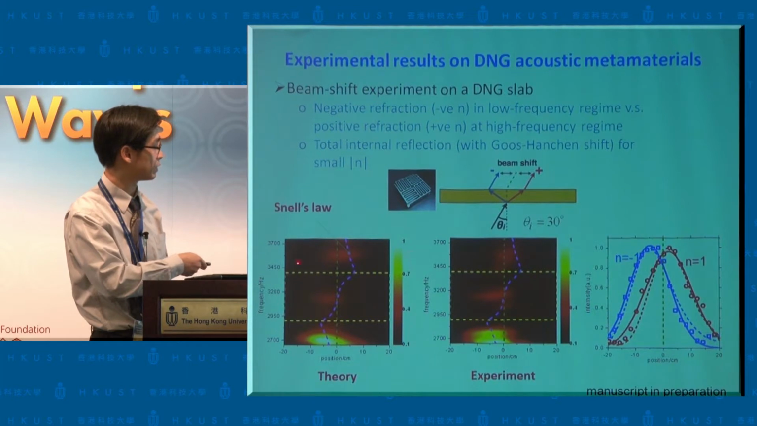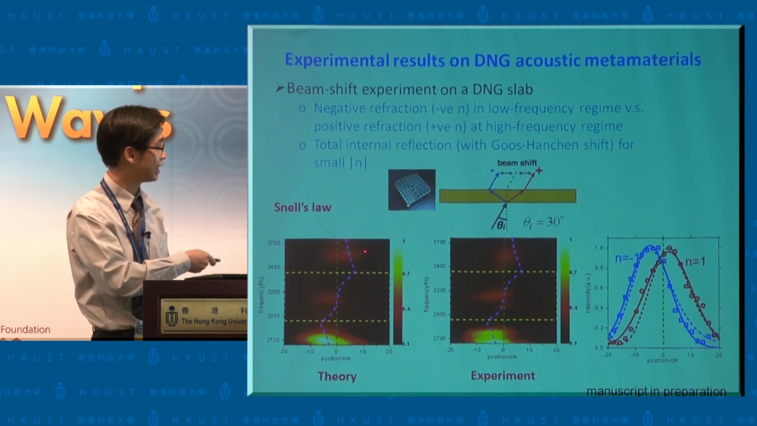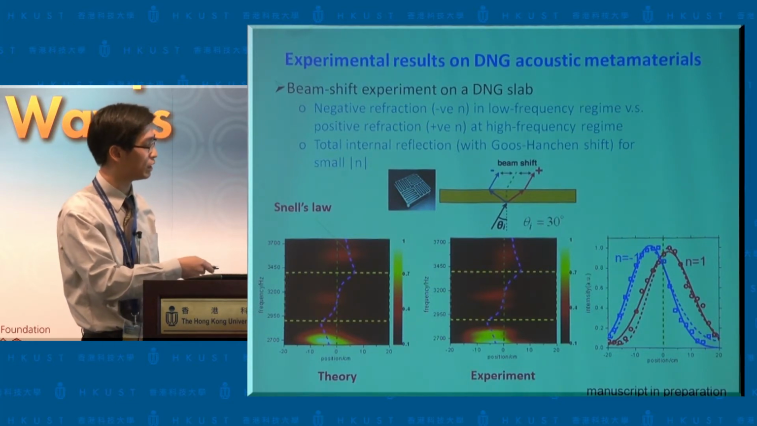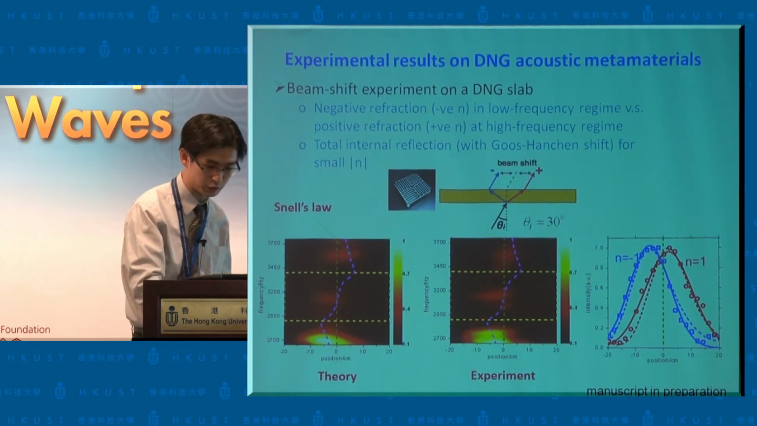So if we pick the two frequencies at n equals 1 and at n equals -1 in this graph, and then plot them here for the beam profile, you see the dots or circles are the experimental result, and the solid line is the theory result, and to show you they agree with each other.